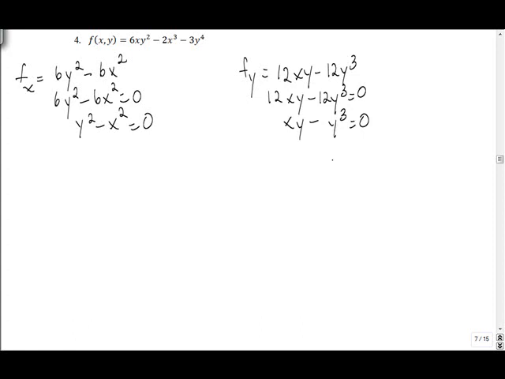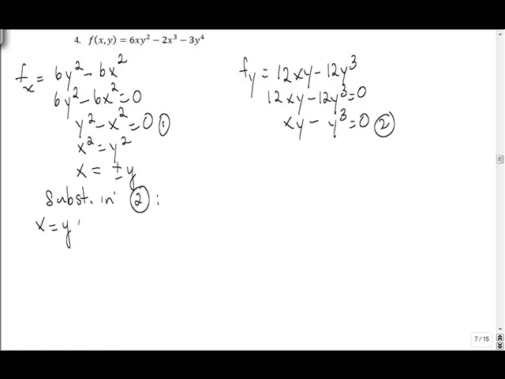Okay. We have a number of things we can do here actually. Let's call this 1 and 2. Any of these equations can be solved, and I think number 1 is the easiest one to solve. Why? Because this tells me that x squared is y squared, so when you find the square root, x is plus or minus y. And so substitute in 2. So x is y. Put that into 2.